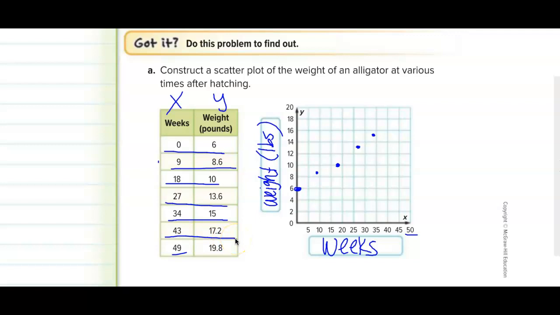43, 17 and 2/10, so over here, 43, just shy of 18. And then 49 and 19 and 8/10, so just shy of 50, and then go up to that there. So again, scatter plots, we do not connect the dots. It's just dots showing the different representations of the weights per weeks for alligators. So do not connect it. It's not a line graph. So that is our scatter plot.